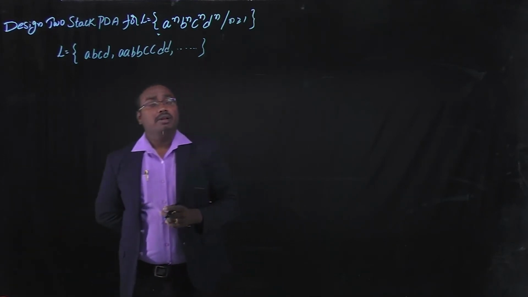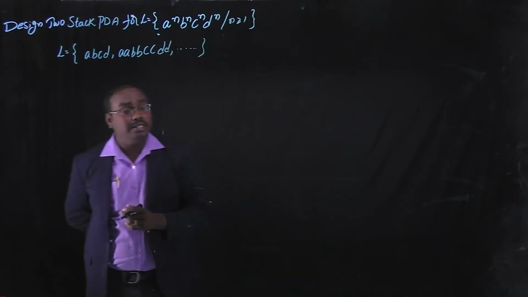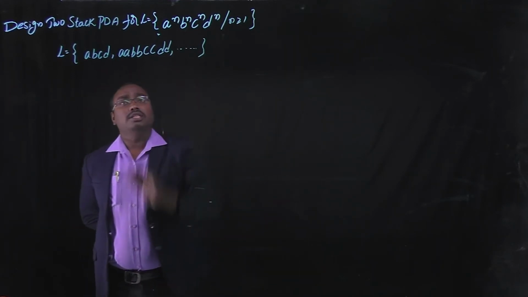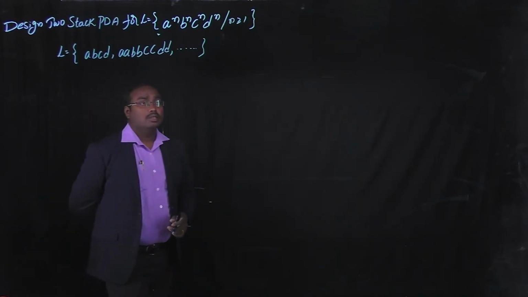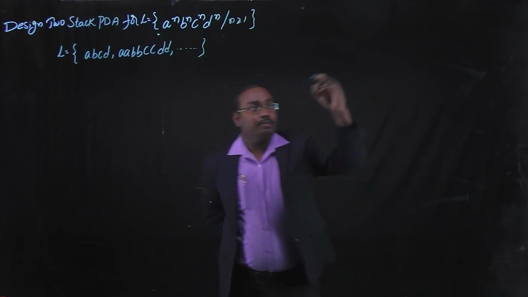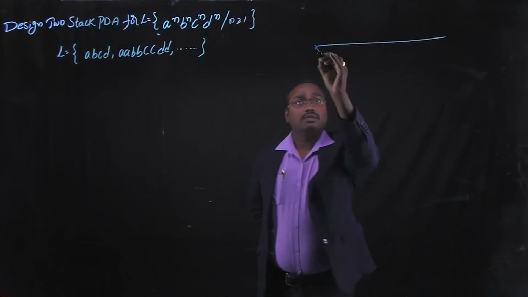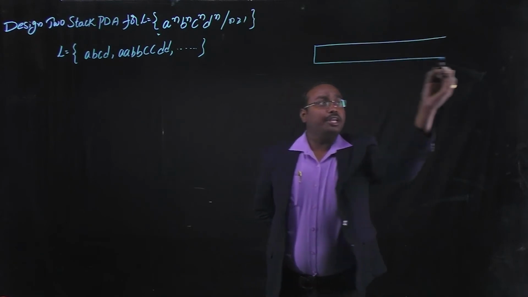Okay, so the number of A's should be followed by the number of B's, and the number of C's should be followed by the number of D's. So these are the different strings in the language. Then what is the logic to construct a 2-stack PDA for this language? With the help of the diagram I will explain. For example, this is the input tape.